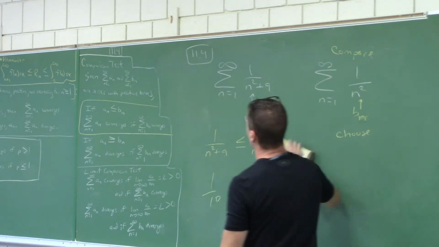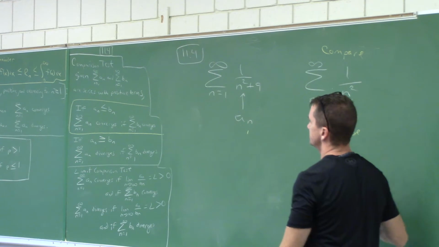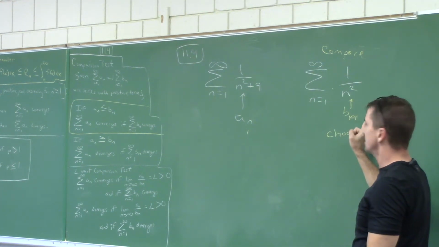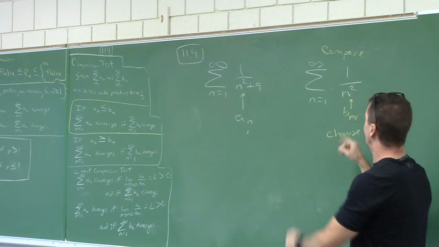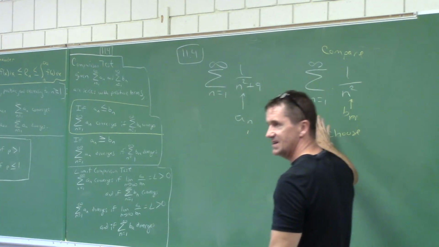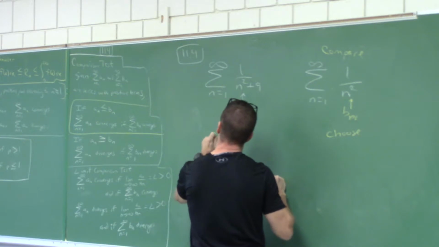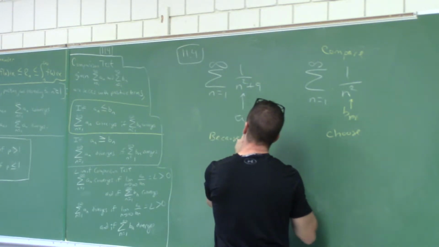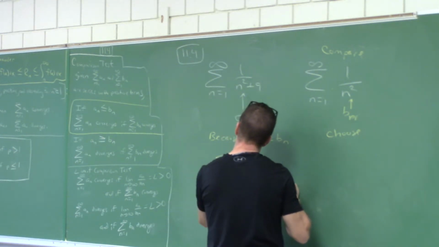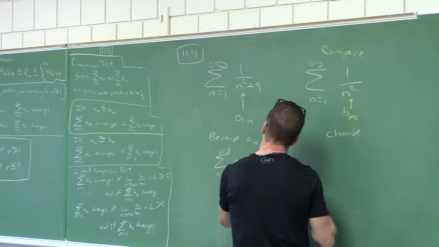As long as this guy converges, then this one has to converge. Does this converge? Yes, this converges. And so going off what we just said, we chose something easy that was very similar to this. And because A sub n is less than or equal to B sub n, the series A sub n converges.